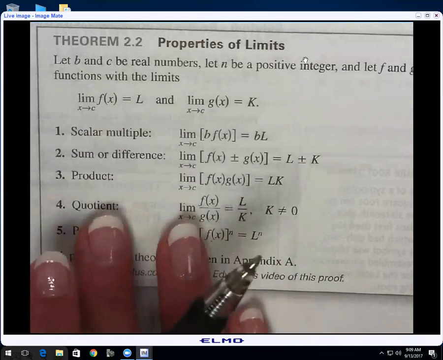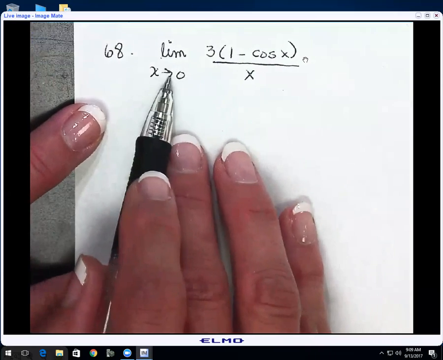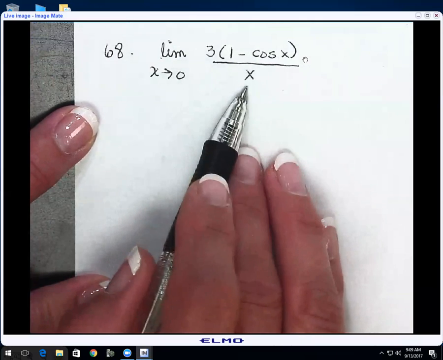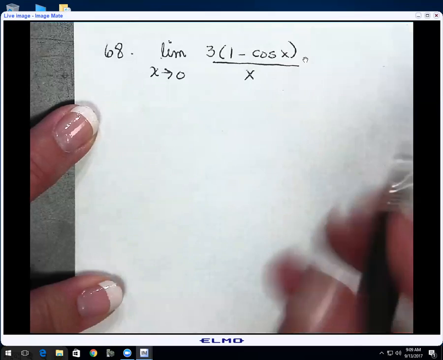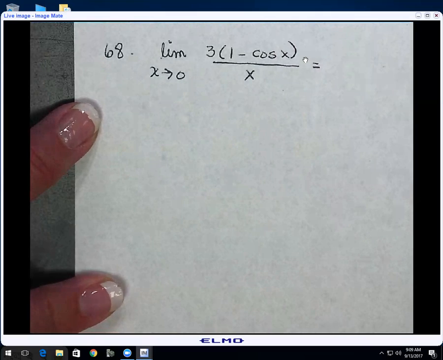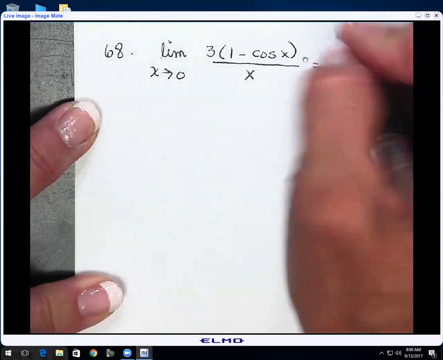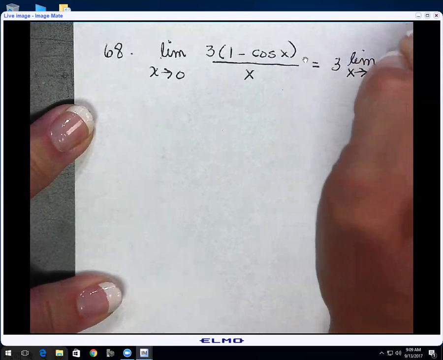The reason I needed to mention those before we got to 68 was because on 68, we have the limit of a constant times one of our special limits, 1 minus cosine x over x. I'm going to put in the middle step this once, and then I'm not going to put in the middle step anymore. If you have the limit of a constant times a function, you can just bring the constant out front and take the limit of the function.